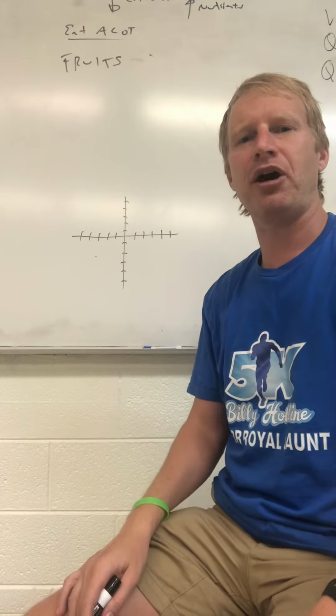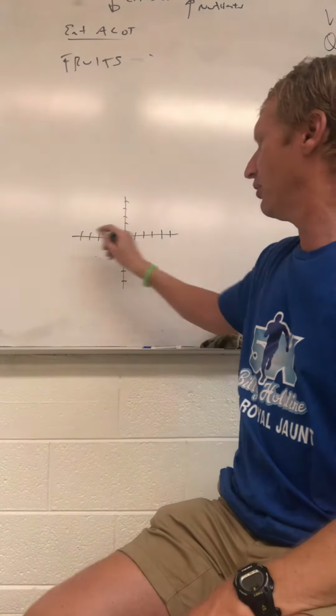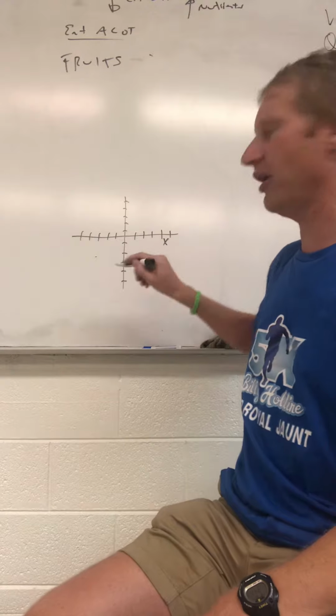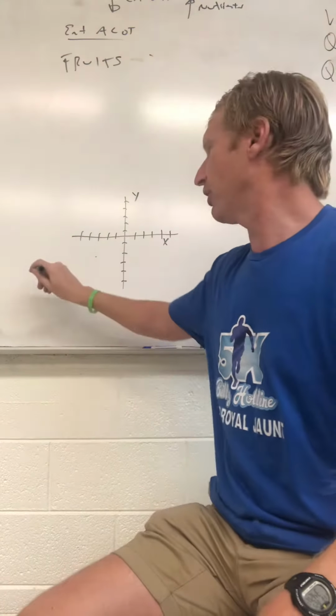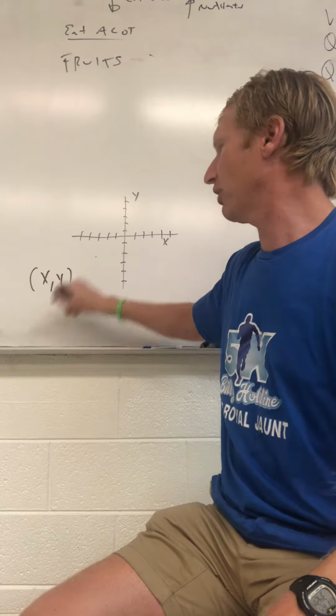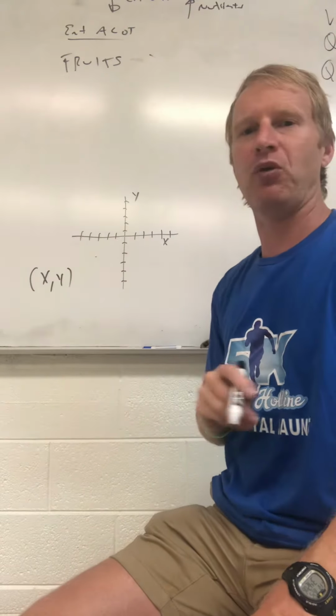All right, so let's talk about how to plot a point. First of all, this axis right here is known as the x-axis. The axis that goes up and down is known as the y-axis. When we get a point, we get an x comma y. Think alphabetical order. The x comes before the y.